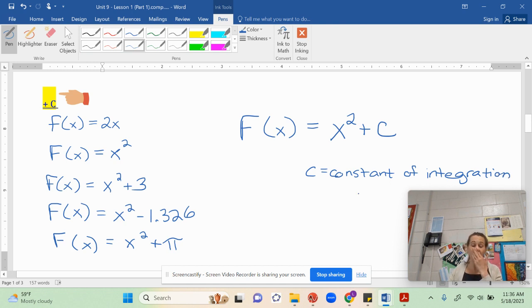And that is required. That's always 1 point, period. It has to be written or you lose a mark when you integrate. Plus c. I will never forget it. Mark my words.